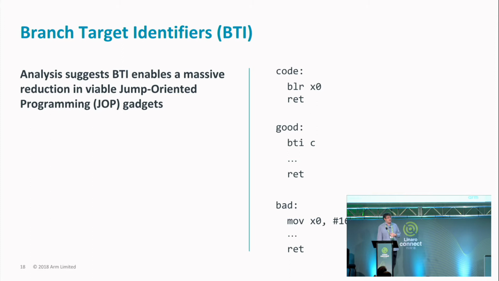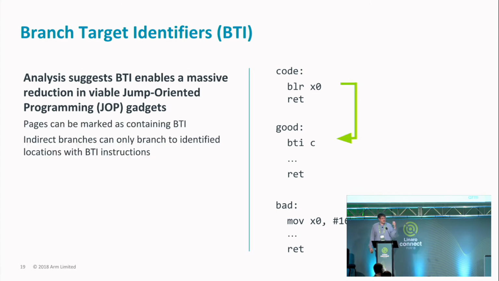That was introduced in 8.3. In 8.5, we're introducing a complementary technology called branch target identifiers. These are aimed at reducing the viable jump-oriented programming gadgets, JOP gadgets. The way this works is that, as you see, under good, there's a BTI instruction. We mark pages as containing BTI, and then indirect branches can only branch to the locations which we've identified as being good locations for indirect branches by the BTI instructions.